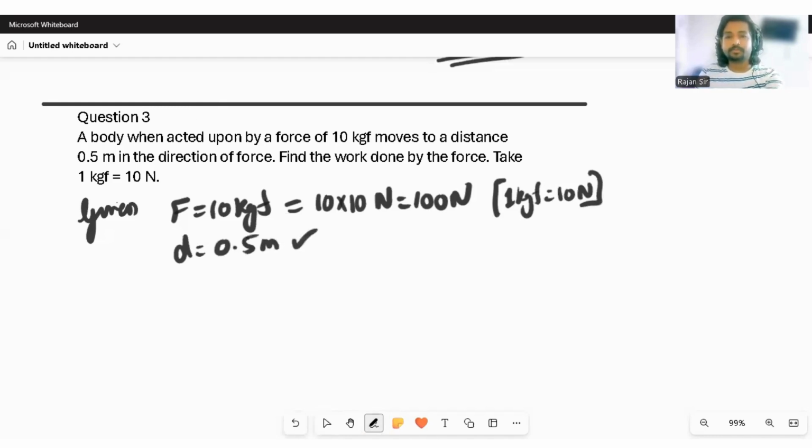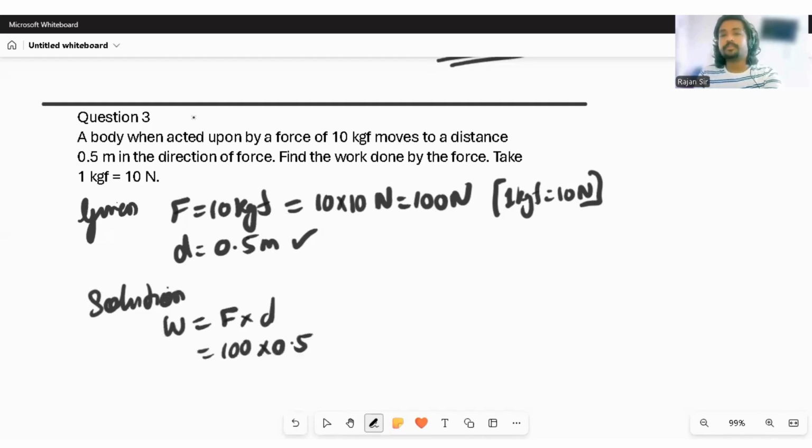So let's go for the solution. The solution is very simple. Again, we are finding the work done. So work done is equal to force into distance. Now the force is 100 and the distance is 0.5. If you multiply, you get 50 joule. That's it. So the work done by the force is 50 joule.